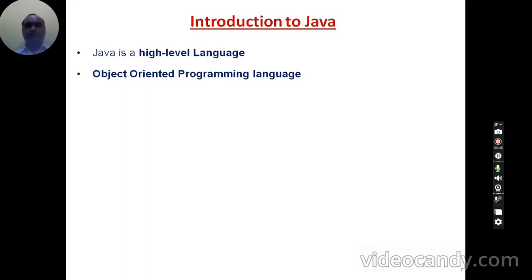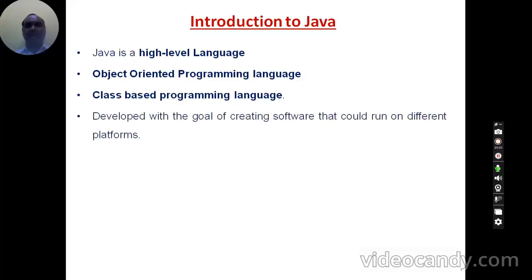Before discussing the history, I wanted to tell a few points about the Java programming language. Java is purely an object oriented programming language. That means in Java we have a concept called classes and objects, and all Java programs are written using these classes and objects. So without a class it is not possible to write a Java program.